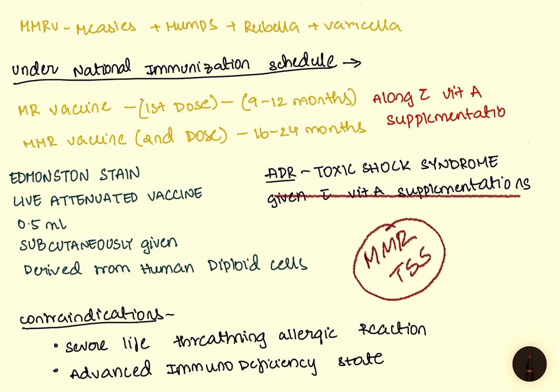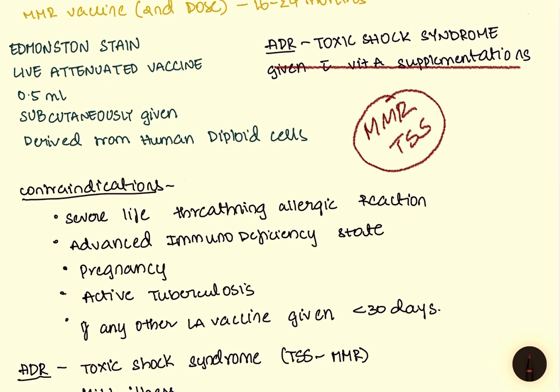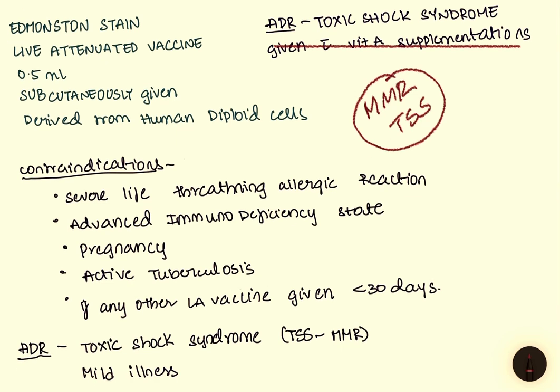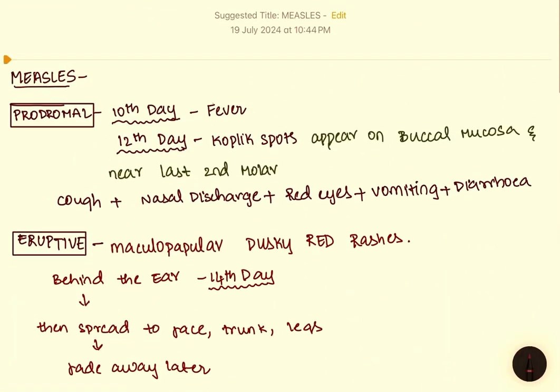Now coming to contraindications. In which patients do you not give this MMR vaccine? If the patient is pregnant, if the patient has a severe life-threatening allergic reaction, or the asthmatic patient, or an advanced immunodeficiency state like TB or HIV, in patients like this, you should not consider giving this MMR vaccine. Also active tuberculosis, which again decreases the immunity. And if any other live attenuated vaccine was given less than 1 month before. Adverse drug reactions are toxic shock syndrome and mild illness. So this is about the MMR vaccine and this is about measles.